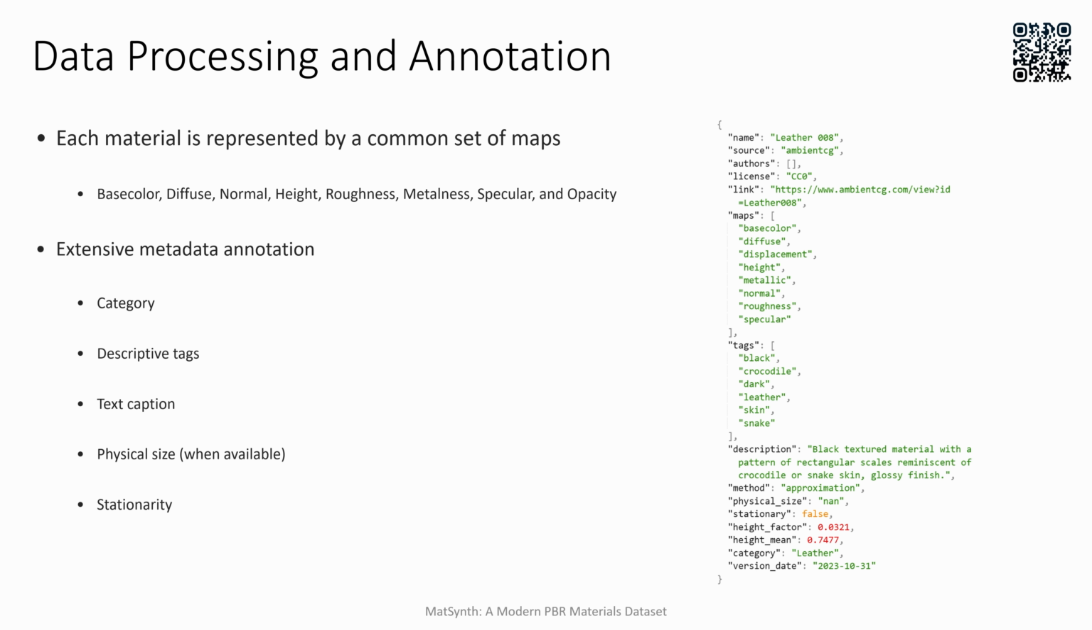Moreover, we provide extensive metadata annotation for each material, which includes category, descriptive tags, text caption, physical size when available, and stationarity. We also automatically compute the correct scaling factor for the height by optimizing a displacement factor parameter to match the normal vectors derived from the scaled height map to the ground truth normal map.